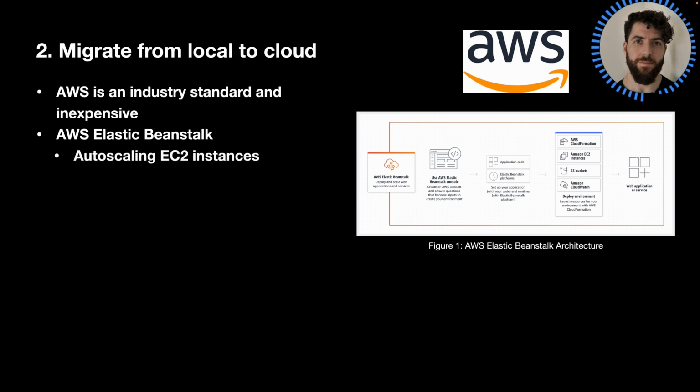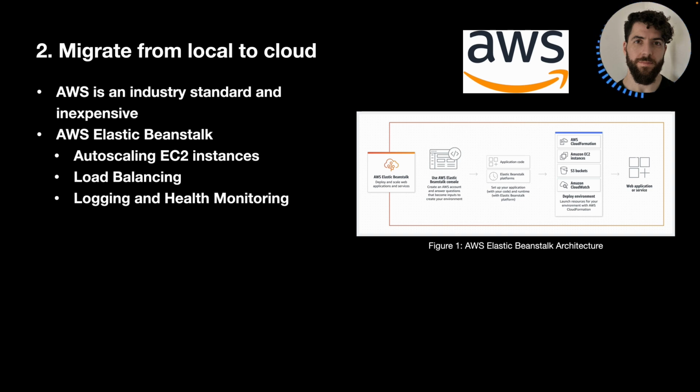AWS Elastic Beanstalk will allow us to auto-scale our EC2 instances, which are our machines that will run our virtual environment. It's going to handle load balancing for us. So it'll handle heavy traffic whenever we get more traffic to our app, when it gets big, and it'll configure our logging and health monitoring so we can see what's going on in case the traffic starts getting 400s.